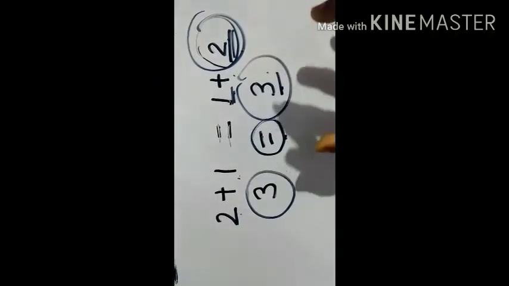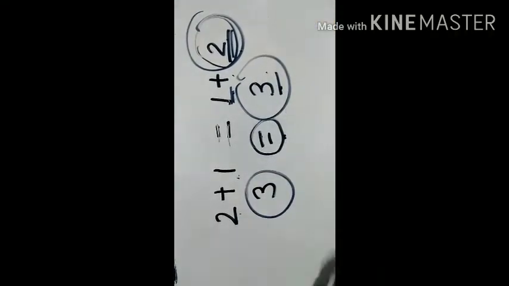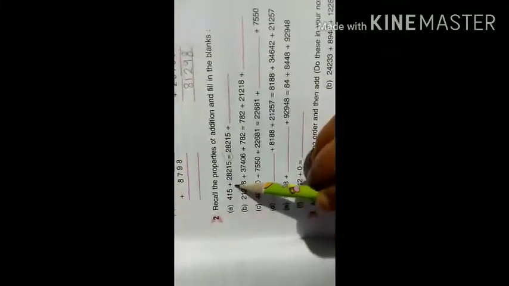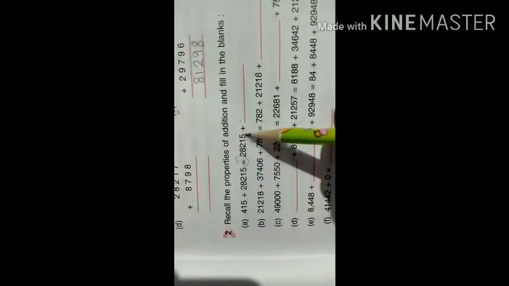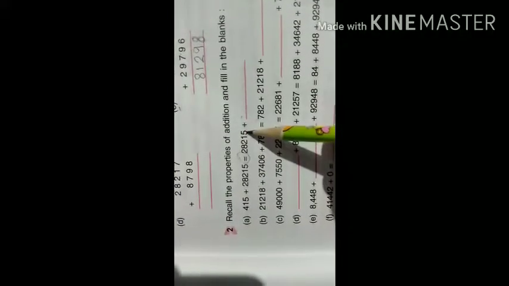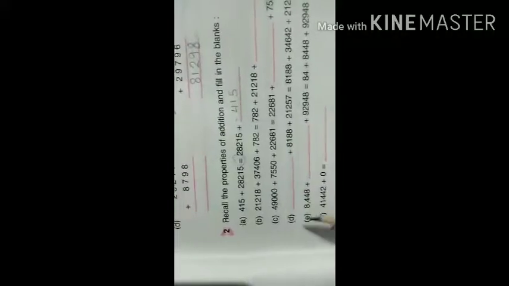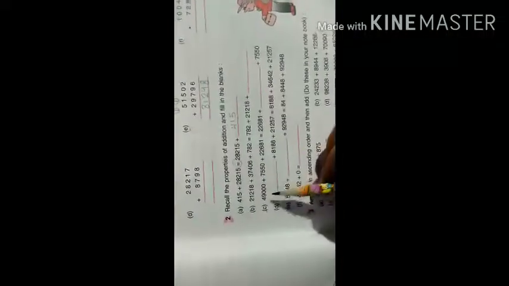If this is understood in the small concept, then we are going to do it in a bigger concept. For example, the sum says 415 plus 28,215. So here what is already given? 28,215. So here 28,215 is already given. So what is left? 415 is left. So just write 415. Understand this sum? The same way, do question number C.